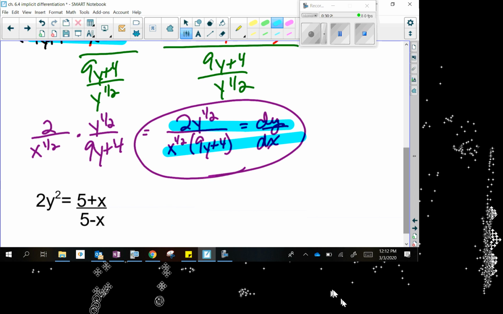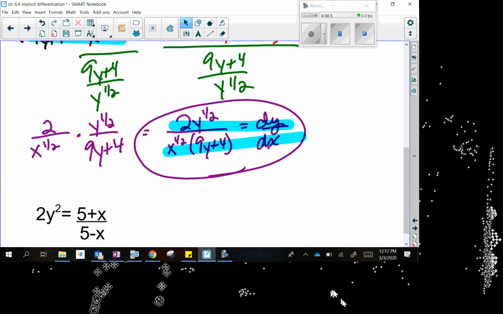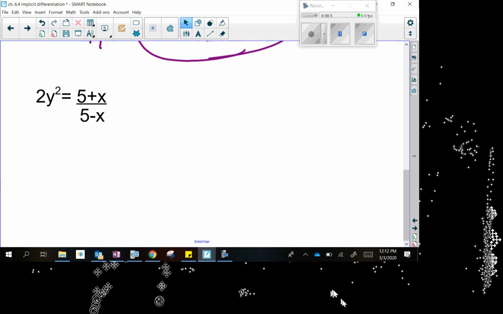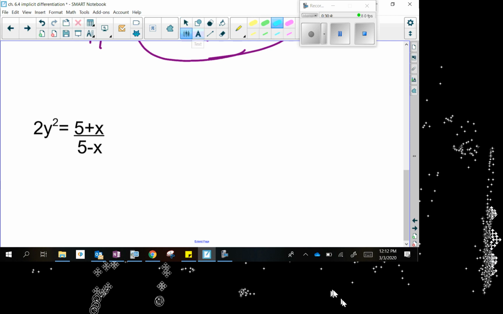I feel like I'm going kind of fast on this. You all with me? All right, let's try another one. So what are we going to do on this side? Quotient rule, right? So 2y squared becomes 4y dy dx.